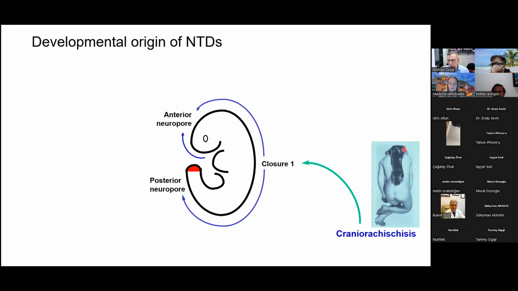So craniorachischisis, anencephaly, and a completely open spine is a lethal condition, leading to stillbirth, but is quite common in areas where there's a high frequency of these defects, as was shown in China, for example. There is a very significant proportion of the defects that have this phenotype, this morphology.